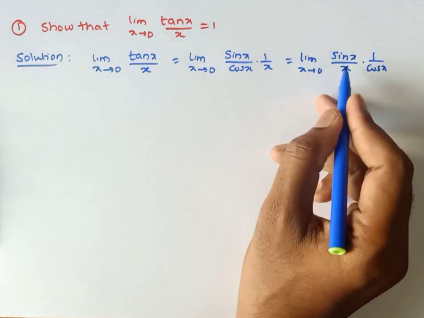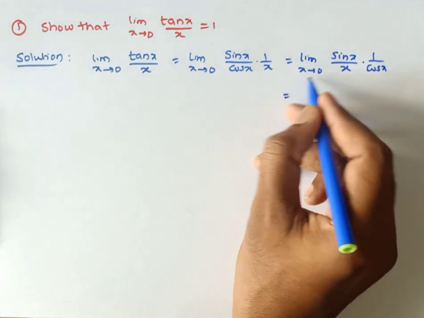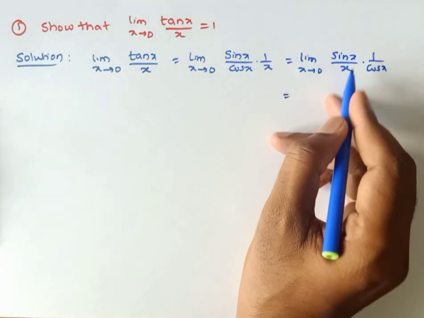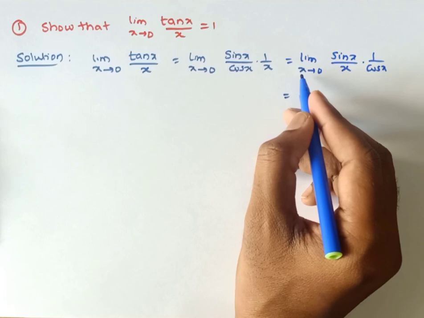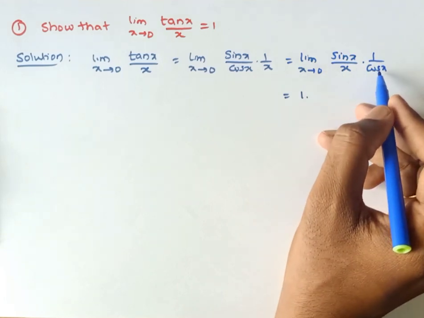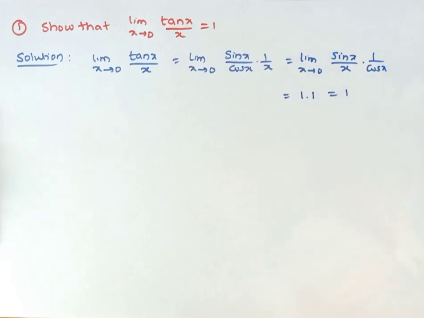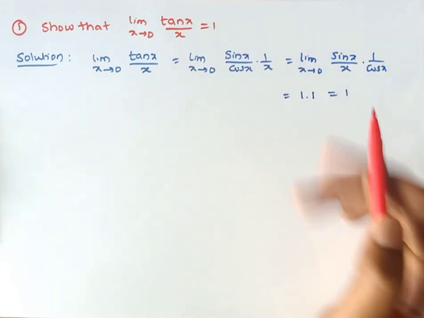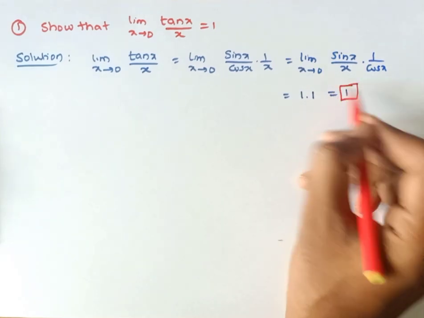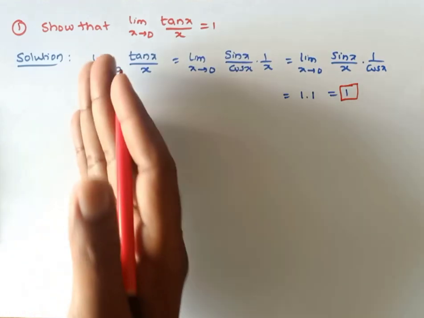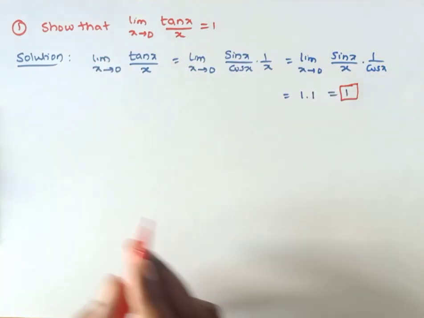We need to apply the limit to this and this also. As x goes to 0, sin x by x is 1, and the limit x tends to 0 of 1 by cos 0 is 1. So 1 by 1, that is 1. So the limit of this function is 1, and left hand side is equal to right hand side.